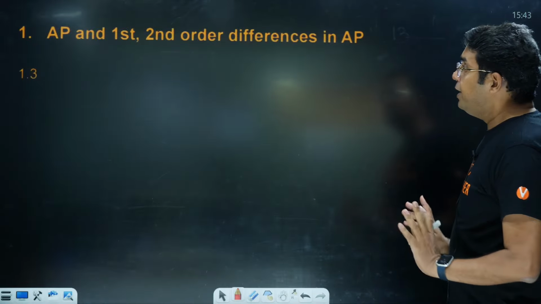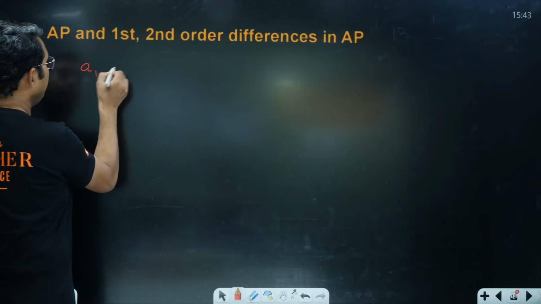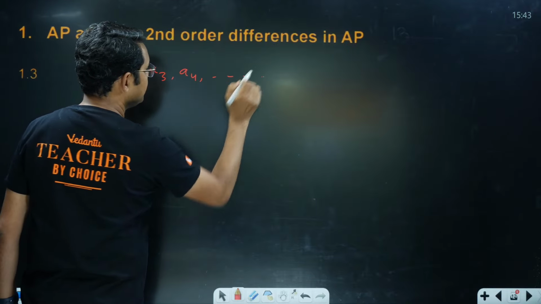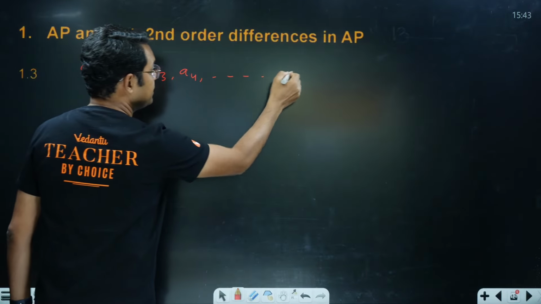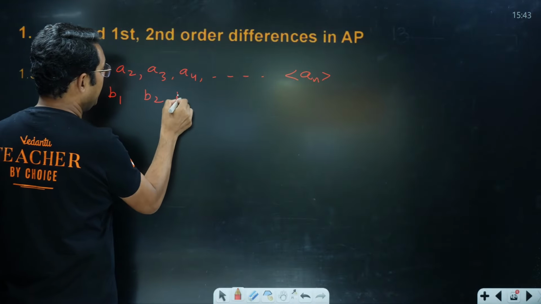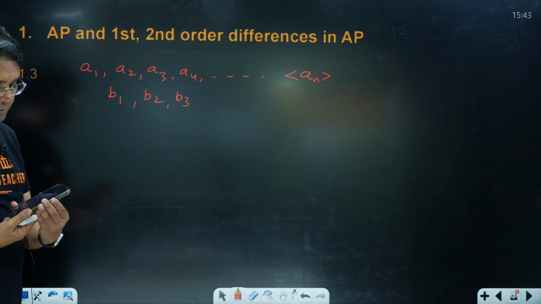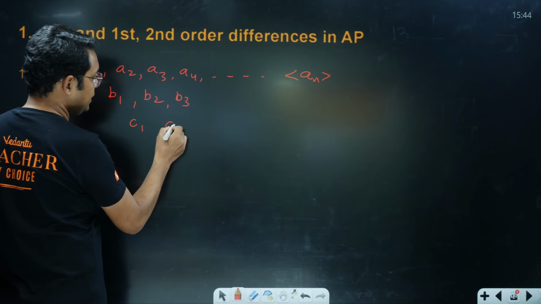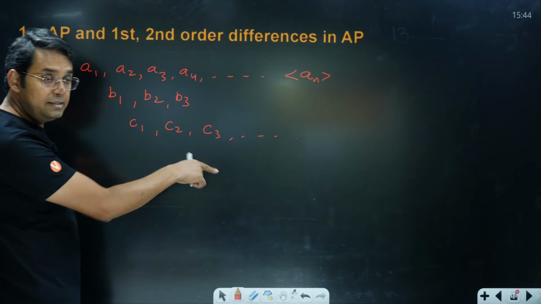Now the same process we have to follow for that series also, when the second difference is AP. So what will happen this time? A1, A2, A3, A4 and so on. This is not AP, this is some sequence An, let's say. Then B1, B2, B3 are the first differences, and if you once again take the difference, C1, C2, C3 are the second differences, and this is AP.